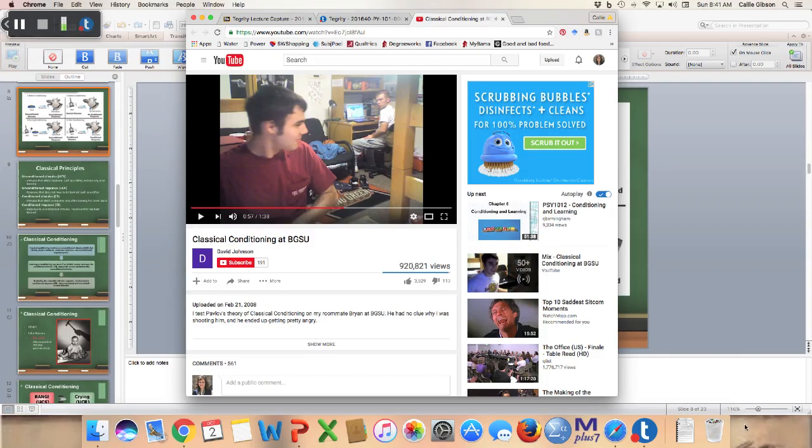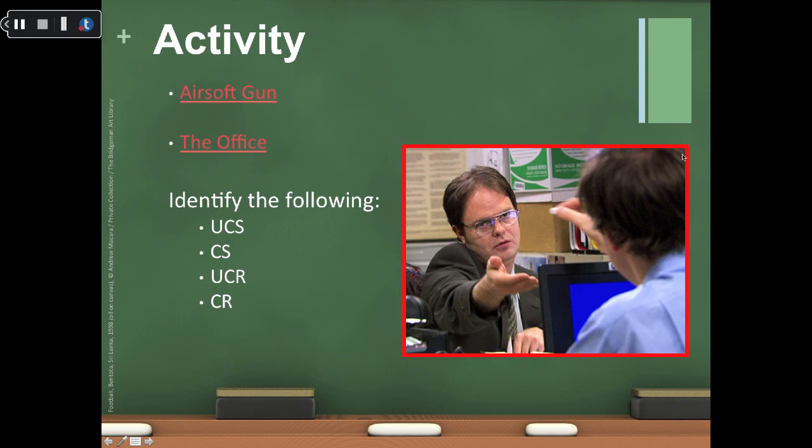All right, so this is something that a student created at another university to illustrate classical conditioning. His roommate began to anticipate getting shot with the airsoft gun when he heard the "that was easy" button. And so the last time, he flinched, even though he did not get shot. So what's the unconditioned stimulus?